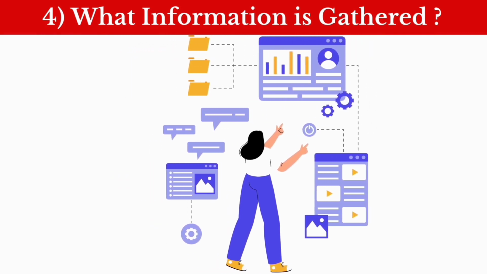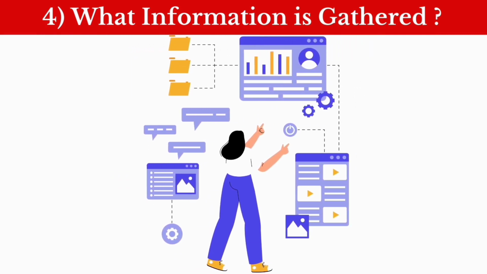Okay, next is what information is gathered. What kind of information do we gather? First is job performance, then reliability and punctuality, teamwork and communication, and the reasons for leaving. So individually, let's discuss each point.